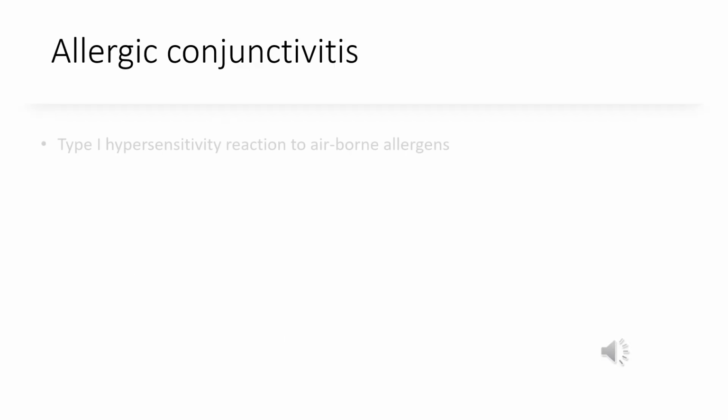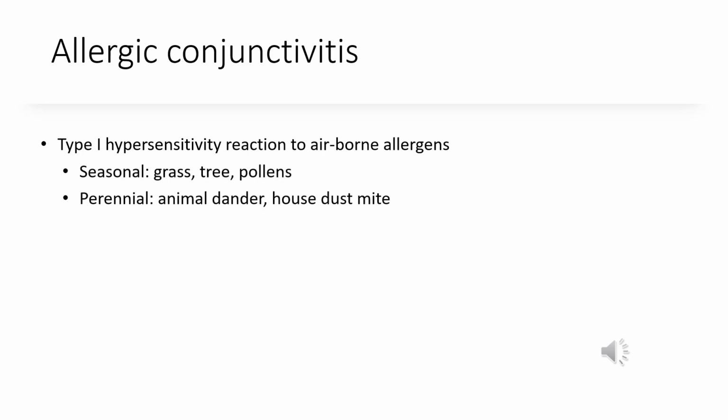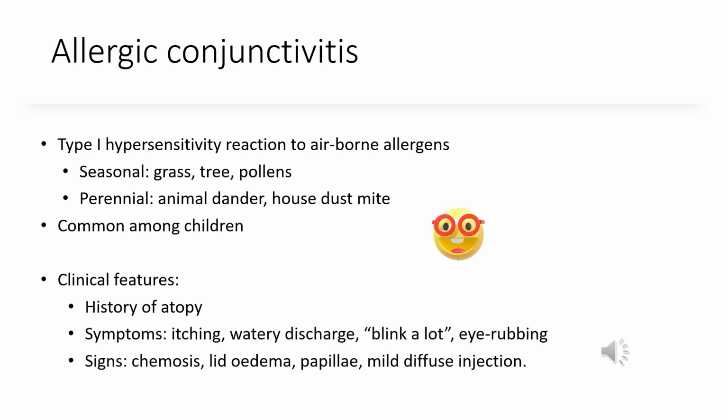Allergic conjunctivitis is a type 1 hypersensitivity reaction to airborne allergens. It could be seasonal or perennial, so basically just like allergic rhinitis, hence the same content when you're doing your history taking. In fact, the 2 allergies might come together. It is very common among children. The patient might have a history of atopy. It's more obvious if the patients feel itchy or have a watery discharge.